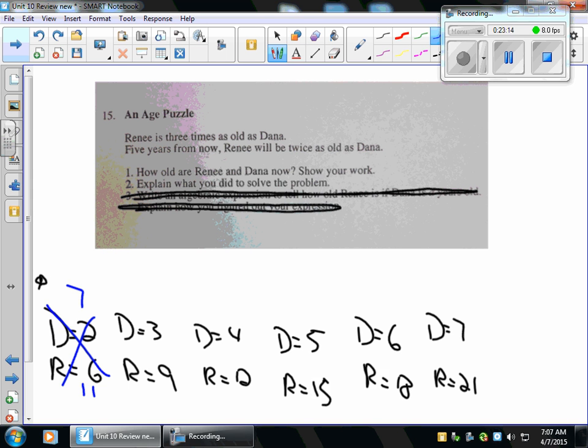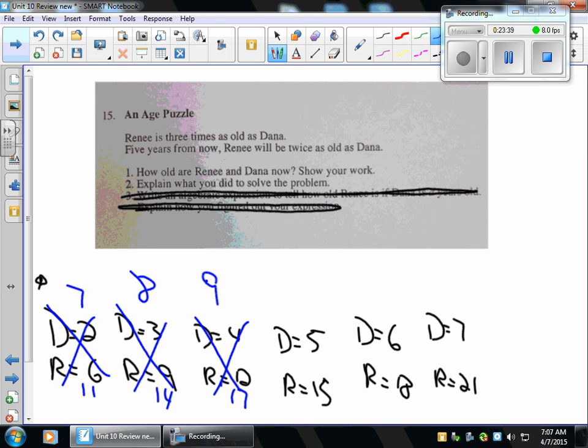If Dana is 3, 5 years from now she would be 8, since 3 plus 5 is 8. Renee, 9 plus 5 would be 14. Does 8 times 2 equal 14? No, this wouldn't work. If Dana is 4, 5 years from now, Dana would be 9. Renee would be 12 plus 5, which is 17. 9 times 2 equals 18, so this wouldn't be the correct age.